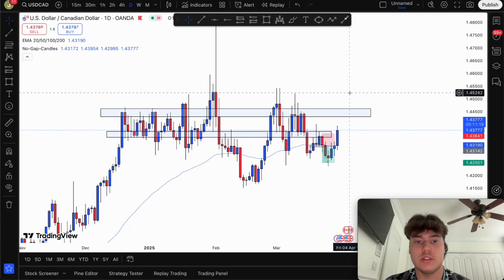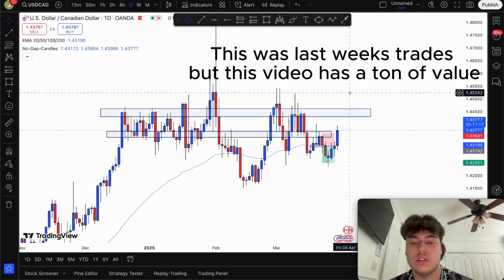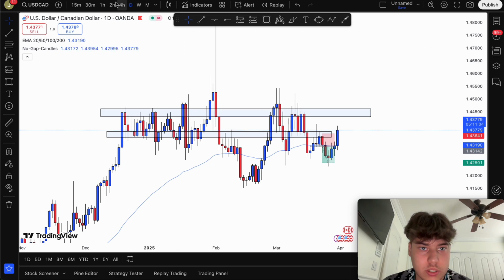Let's go over the trades I took this week. This week we took two trades. We had a little bit over a 1-to-1 and then a loss, so we're pretty much break even this week. Our first trade of the week was USD CAD.